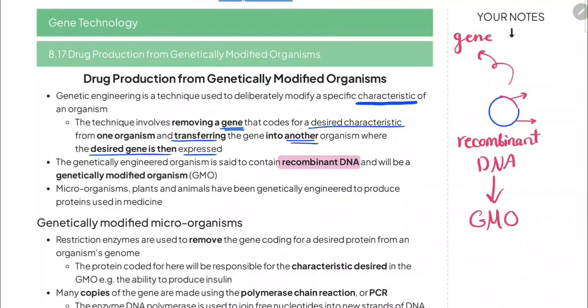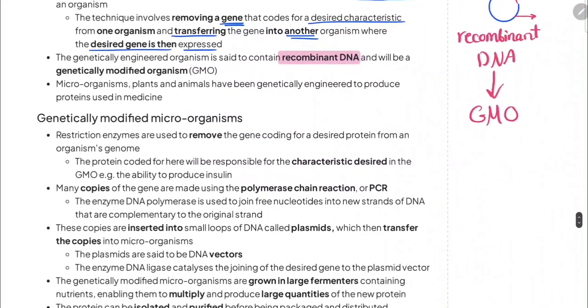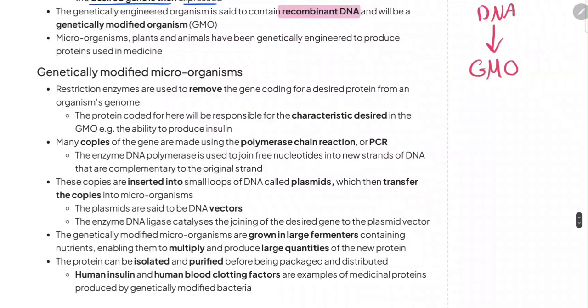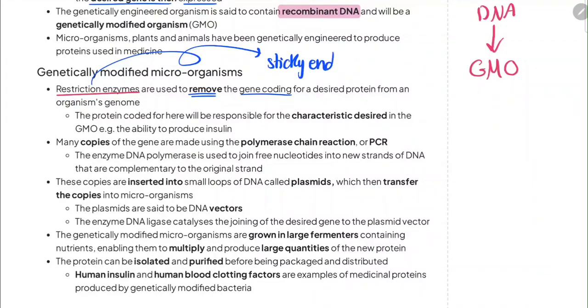Now let's move further into the genetically modified microorganisms, where we use restriction enzymes. I remember that you guys have heard of the restriction enzymes before, and these are the enzymes that remove the gene coding for a desired protein from an organism's genome, leaving sticky ends so that it's going to be complementary. The genome is its DNA.